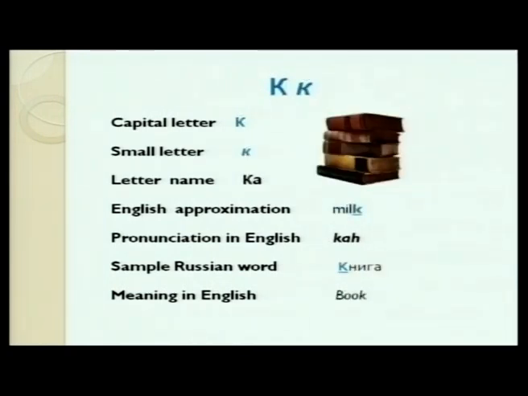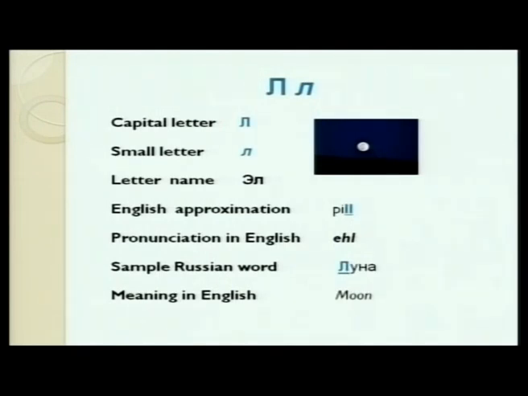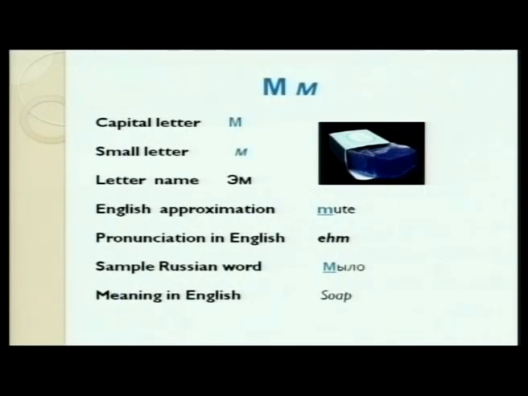The next letter is K, like K in milk. A sample Russian word for letter K is kniga, which means book in Russian. The next letter is L, like L in pill. A sample Russian word for this letter is Luna, which means moon in English. Let us go to the next letter. The next letter is M, as M in mute. A sample Russian word for M, like in muila, which means soap.